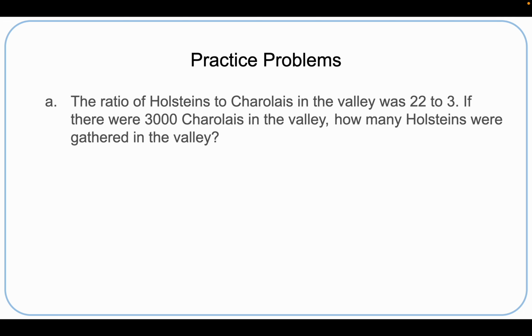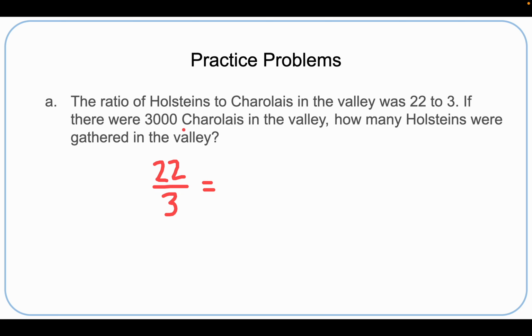Okay, the ratio of Holsteins to Charolais, both of these are types of cattle, in the valley was 22 to 3. If there were 3,000 Charolais in the valley, how many Holsteins were gathered in the valley? So let's do H and C. Actually, we'll just write it out. So the ratio of Holsteins to Charolais was 22 to 3. So we can do our ratio 22 over 3. And that's Holsteins in the numerator, Charolais in the denominator.